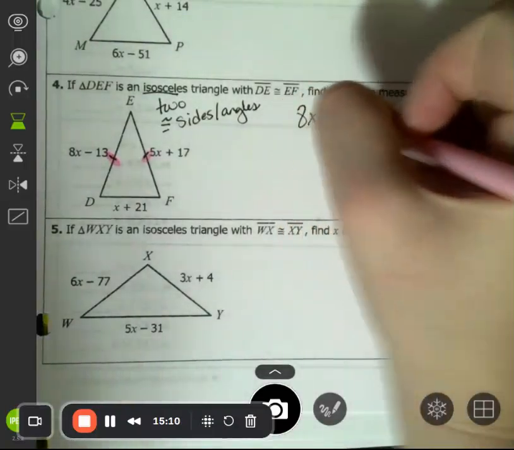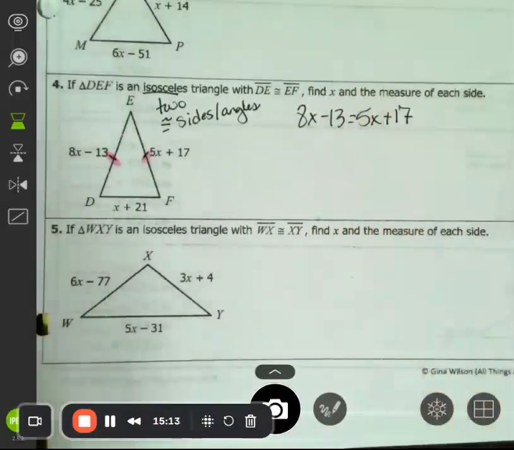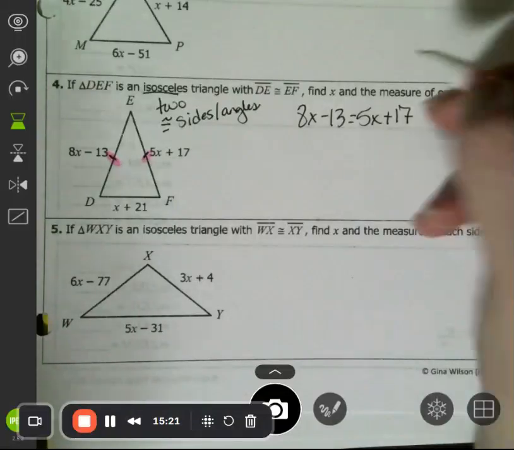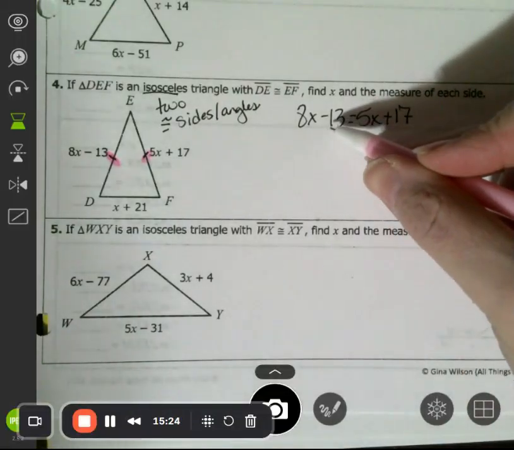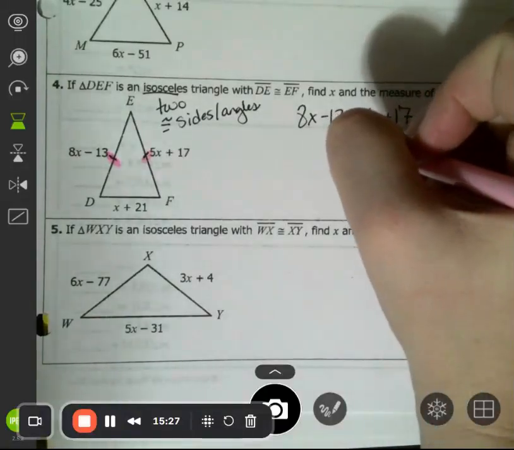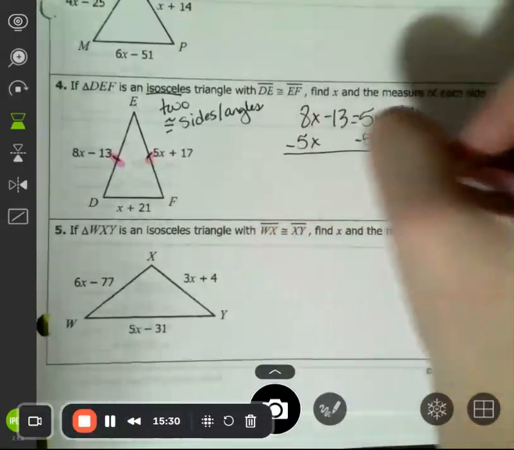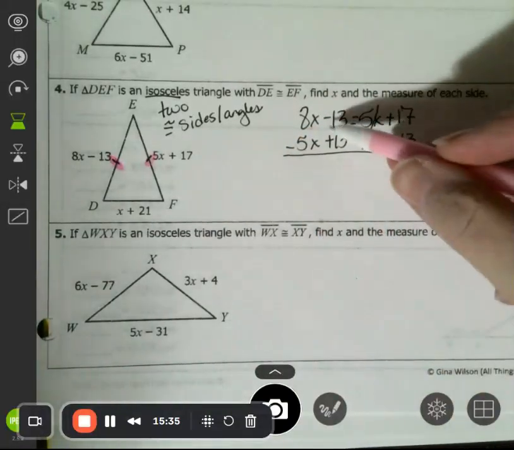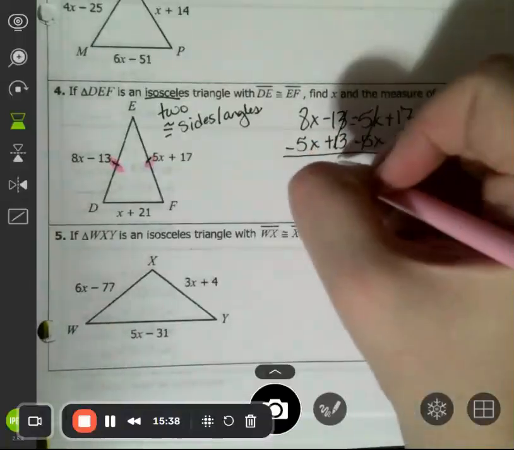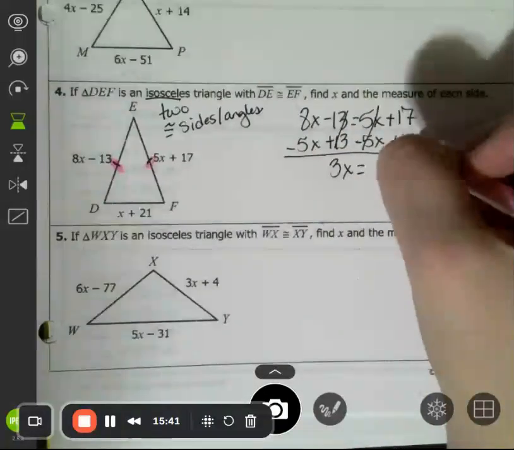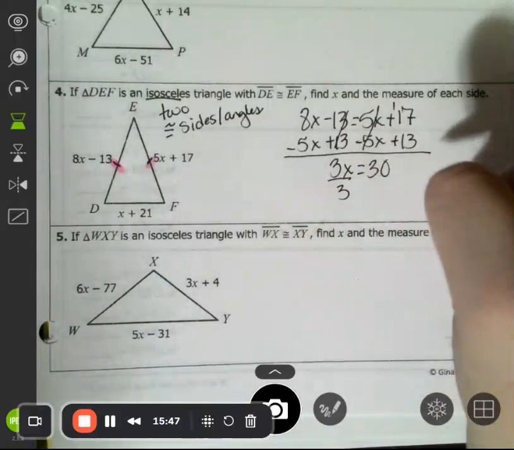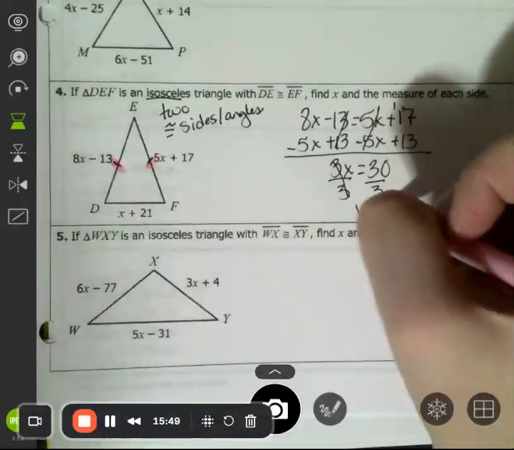8x minus 13 equals 5x plus 17. Now I'm solving with variables on both sides. It really doesn't matter how you rearrange, but I always tell my students that if you don't know which way to go, just always move all your x's to the left and your constants to the right. So I'm going to move this 5x by changing the sign, so that will cancel. Move my 13 to the right by changing the sign, so these will cancel. And now I have 3x equals 30. Divide both sides by 3. And now I know x is 10.